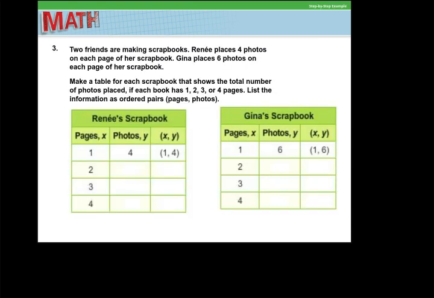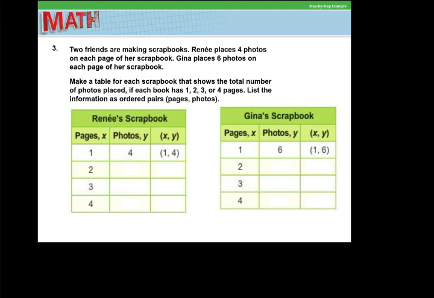All right, our next one is going to be about 2 friends named Renee and Gina. Okay, and that is going to be on page 49. So on page 49, we have 2 friends making scrapbooks. Renee places 4 photos on each page of her scrapbook. Gina places 6 photos on each page of her scrapbook.